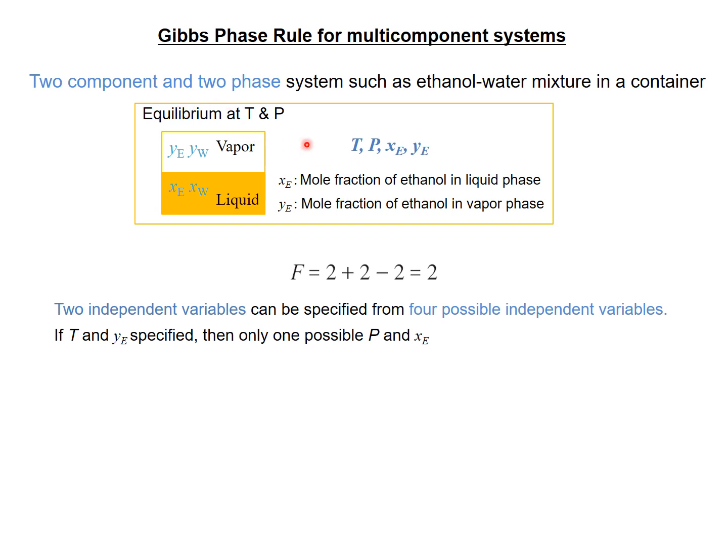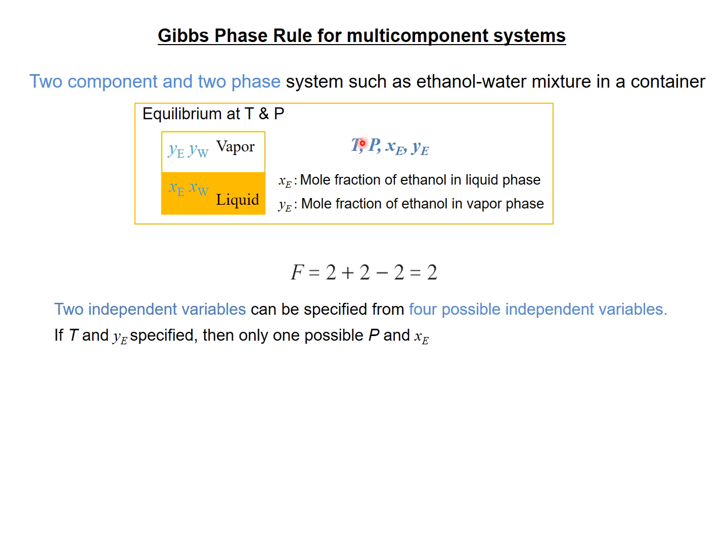Temperature should be specified, and pressure specified, and the composition of ethanol in liquid, or sometimes the composition of water in liquid could be considered as the variable. But you cannot use both of them, because this one plus this one is going to 100%. So only one composition is an independent variable. And the other thing is the vapor composition of ethanol or water. So we have four variables here.